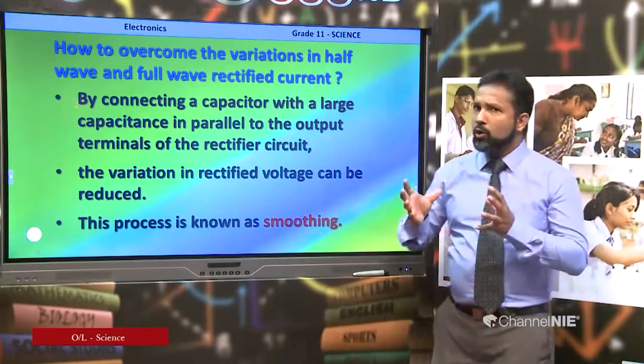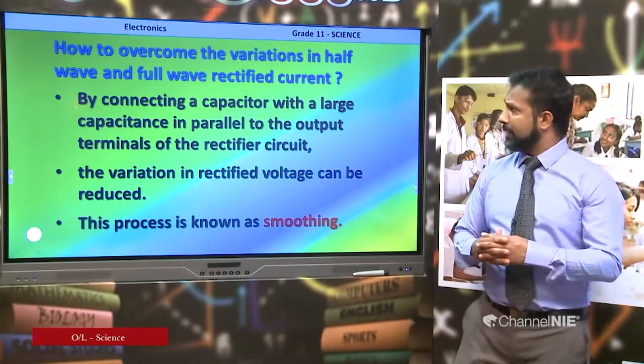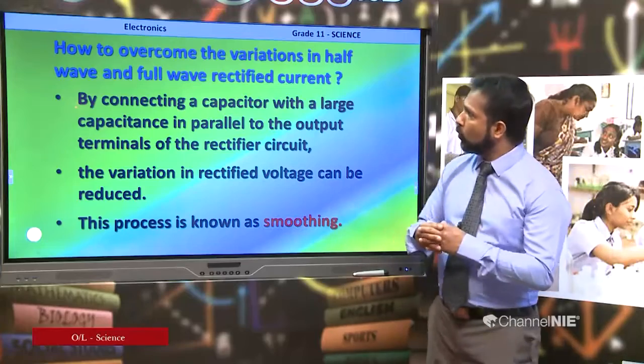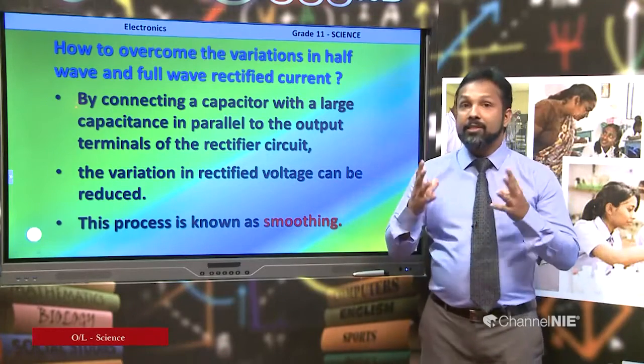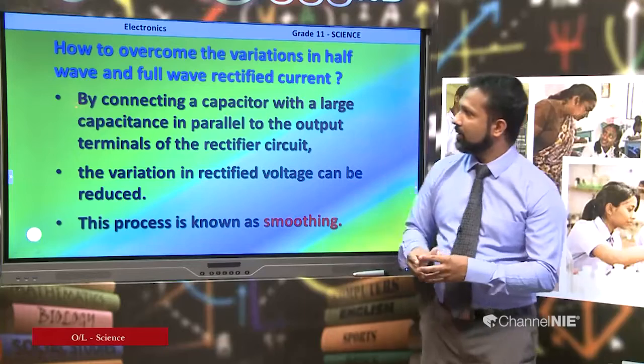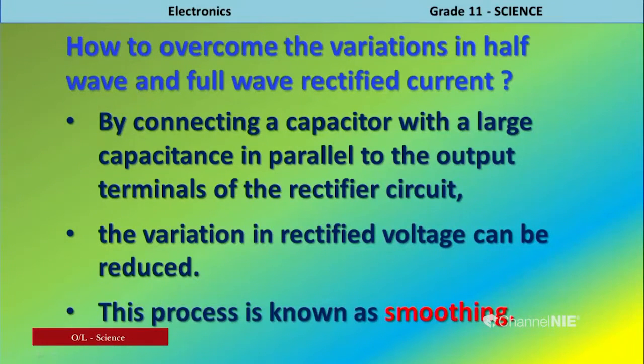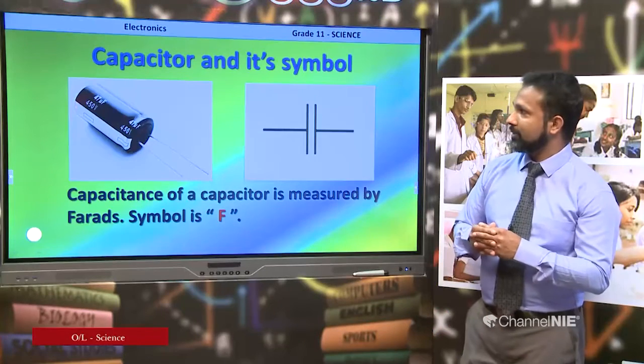So, how to overcome the variation in half wave and full wave rectification? This is done by smoothing. By connecting a capacitor with a larger capacitance parallel to the output terminals of the circuit, we can obtain this target. The variation in rectified voltage can be reduced. This process is known as smoothing.